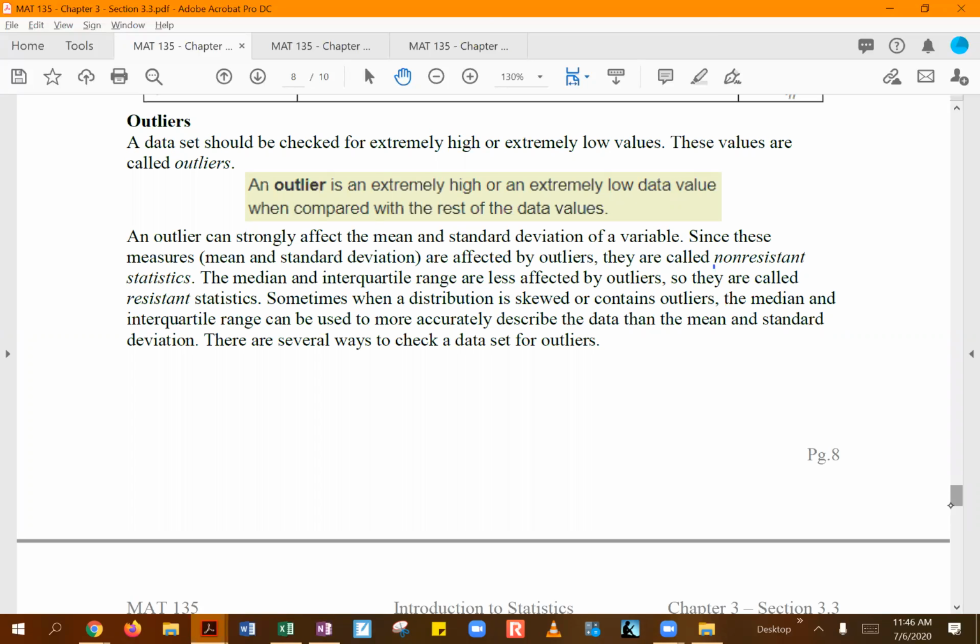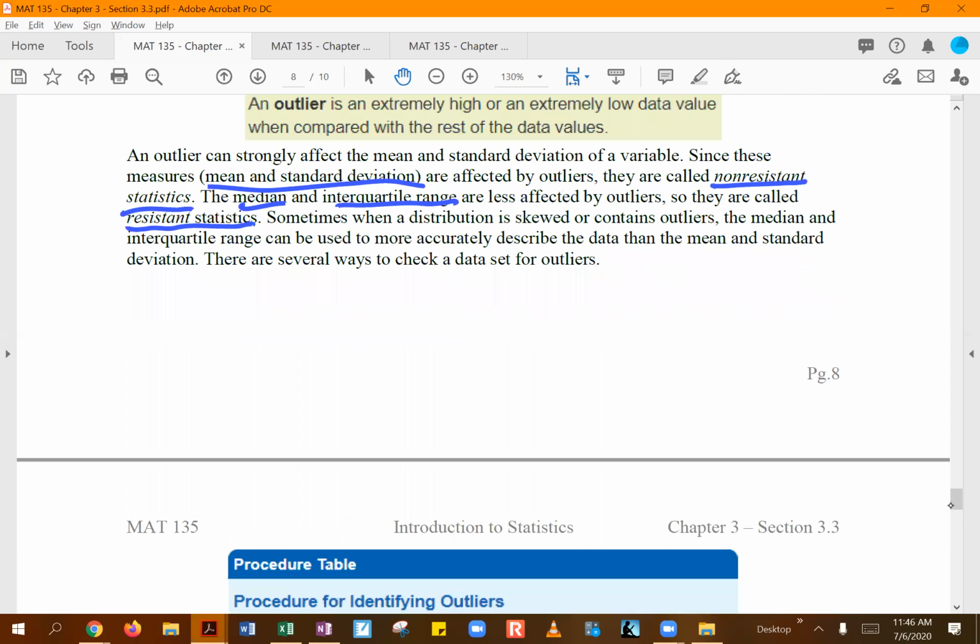Okay, so mean and standard deviation are the non-resistant statistics. The median and interquartile range are not affected as much by the outlier, so we call them the resistant statistics. So that's your median and interquartile range, and then mean and standard deviation would be part of the non-resistant because they change easily, they give way easily.